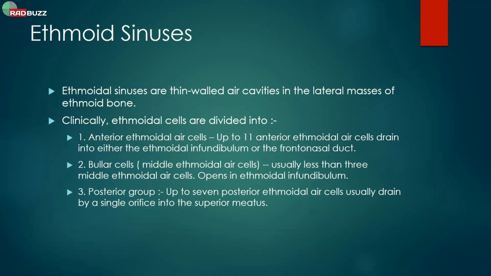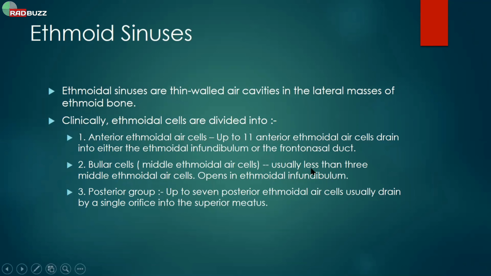Basically, we are not able to differentiate between the middle, anterior, posterior ones on imaging because they are merged together in a row from anterior to posterior, posterior to anterior, whatever you say. But this classification is more for ENT people. Now, the anterior ethmoids, they are approximately 11 anterior air cells which drain into an ethmoid infundibulum or frontonasal duct. So basically, I will show you the drainage pathway, how these sinuses do drain.